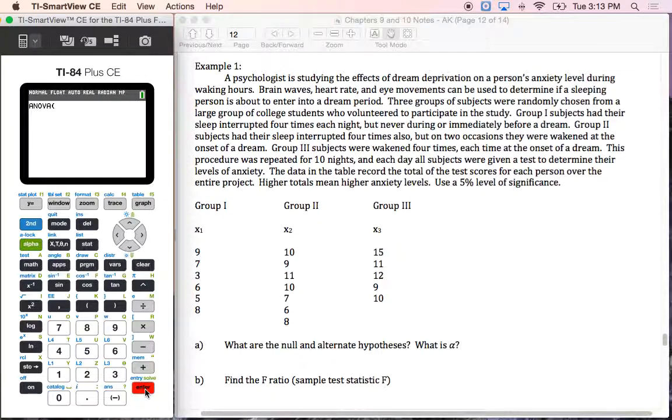Now, after that parenthesis, you have to say what groups we're looking at. We put numbers into L1, L2, L3. So you go second 1, hit the comma, second 2 to get your L2, hit the comma again, second 3 to get your L3, and then end your parenthesis. Hit enter. And you have a nice long list of stuff.